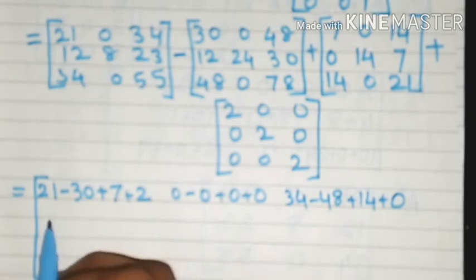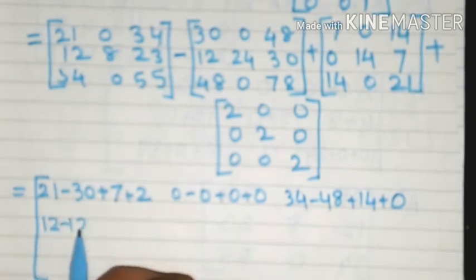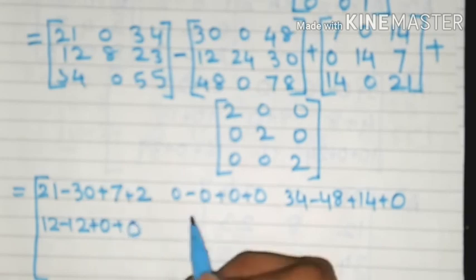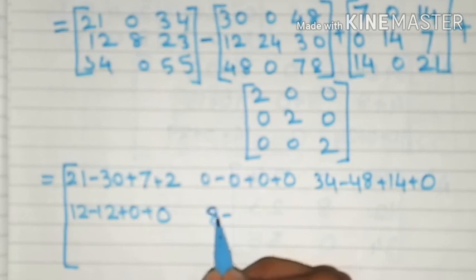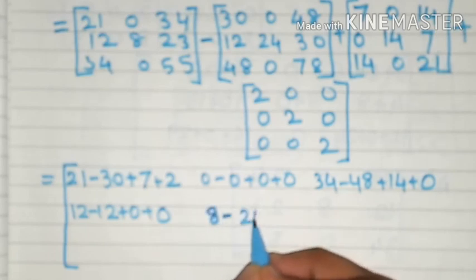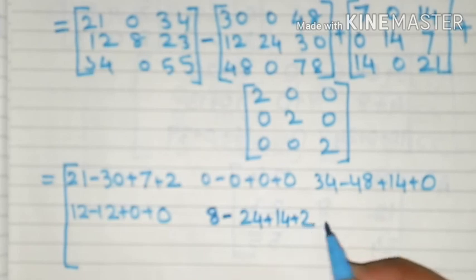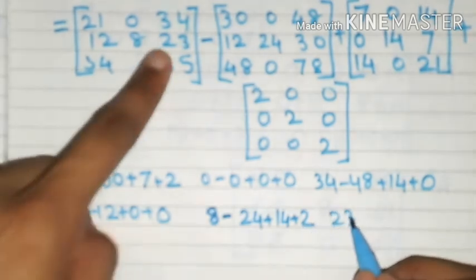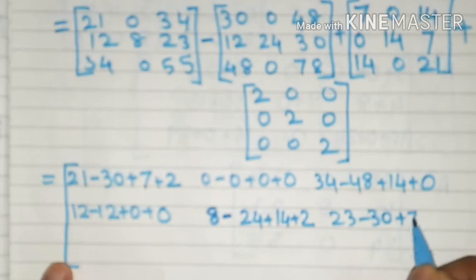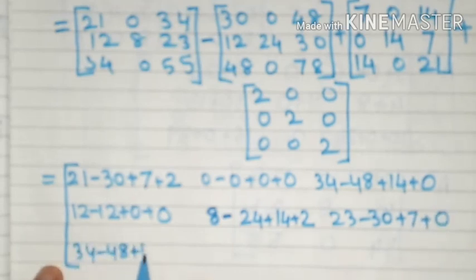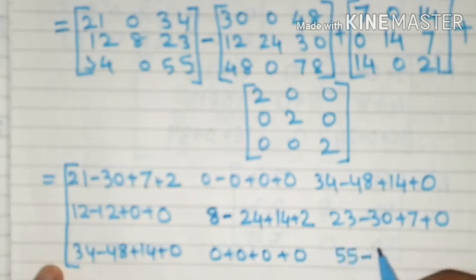That's all. Now let's go to the second row. That will be 12 minus 12 plus 0 plus 0. Then second row, second column will be 8 minus 24 plus 14 plus 2. Second row, third column will be 23 minus 30 plus 7 plus 0. Now the third row, it will be 34 minus 48 plus 14 plus 0. Then you have 0 plus 0 plus 0 plus 0. Then you have 55 minus 78 plus 21 plus 2.